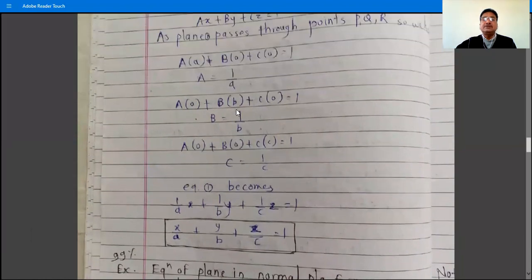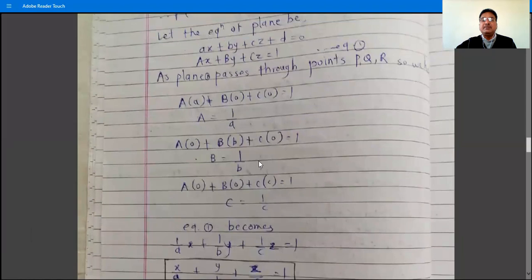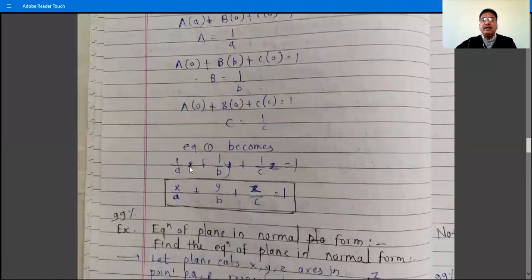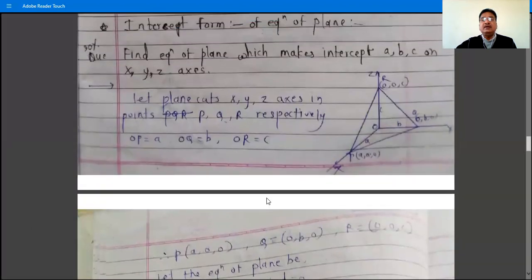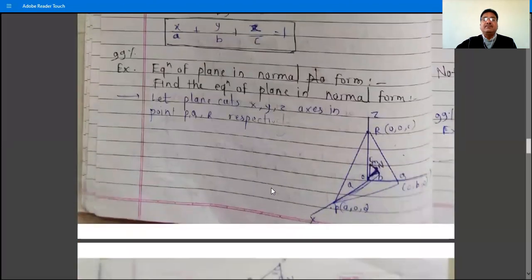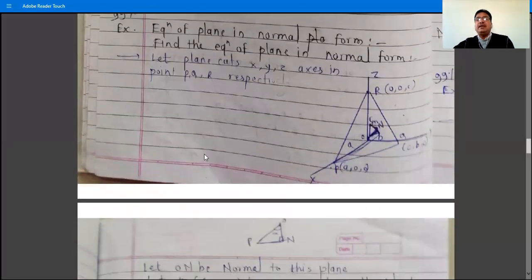Substitute these values of capital A, capital B, capital C in equation 1. What do we have? 1 by a x plus 1 by b y plus 1 by c z is equal to 1. Therefore x by a plus y by b plus z by c is equal to 1, and this is the equation of the plane in intercept form. Okay. Next is the equation of the plane in normal form.